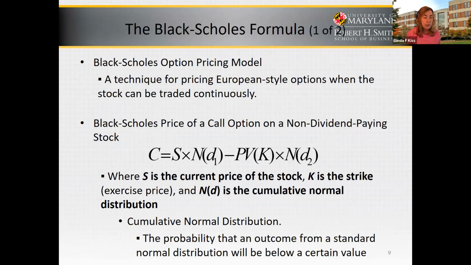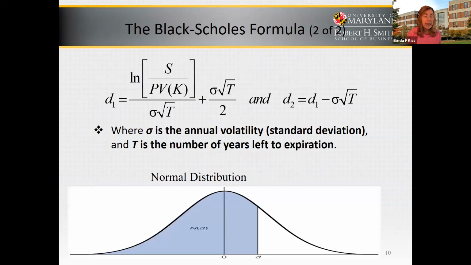The main model that we use to price options is the Black-Scholes model. On the last two slides are equations for the Black-Scholes model. While the equation looks complicated, it is easy to use Excel to value the options. Look at the video titled Black-Scholes and put call parity practice problem to see an example using Excel and the Black-Scholes model to value a call option.